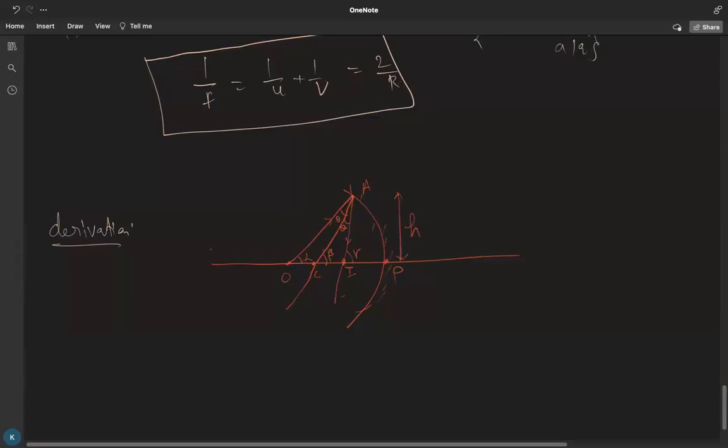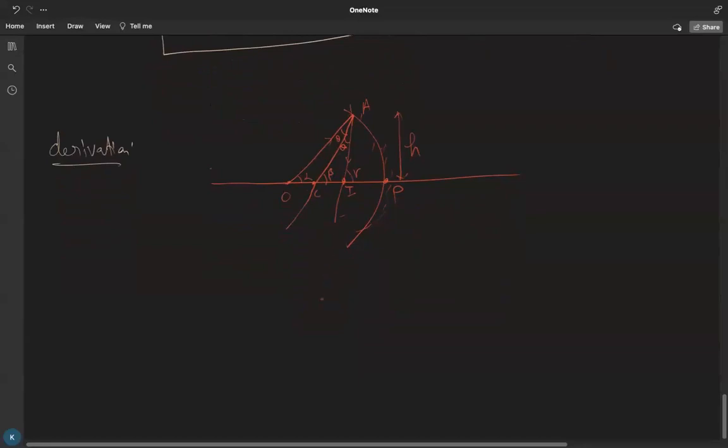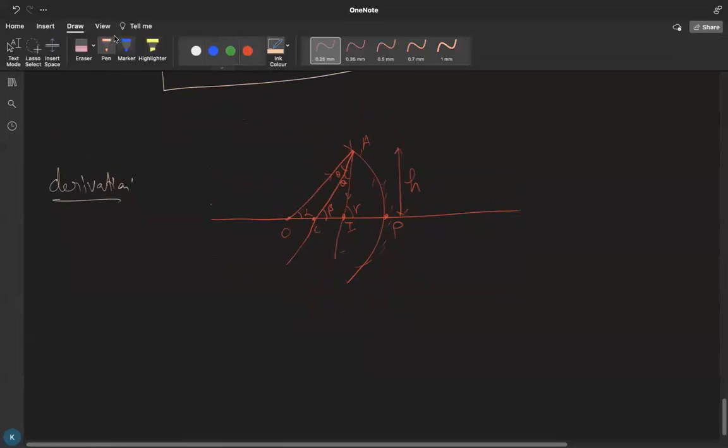The angle between the line joining the center and the point of reflection, and the principal axis, is beta. The angle between the line joining the image and the point of reflection, and the principal axis, is termed gamma. The distance of the point of reflection from the principal axis is termed as height h. So from the property of triangle, let me use a different color to write the proof.